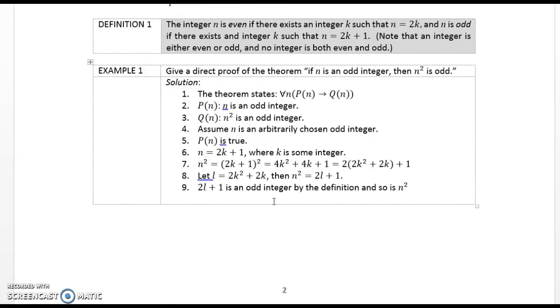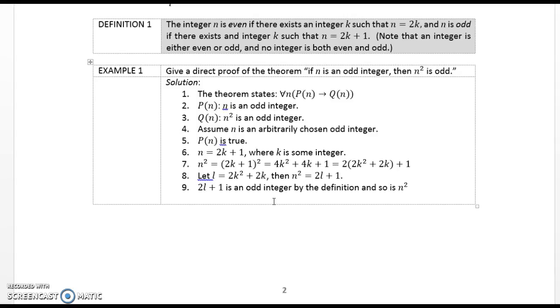Definition 1. The integer n is even if there exists an integer k such that n is equal to 2k, and n is odd if there exists an integer k such that n is equal to 2k plus 1. Note that an integer is either even or odd, and no integer is both even and odd. Example 1. Give a direct proof of the theorem. If n is an odd integer, then n squared is odd.